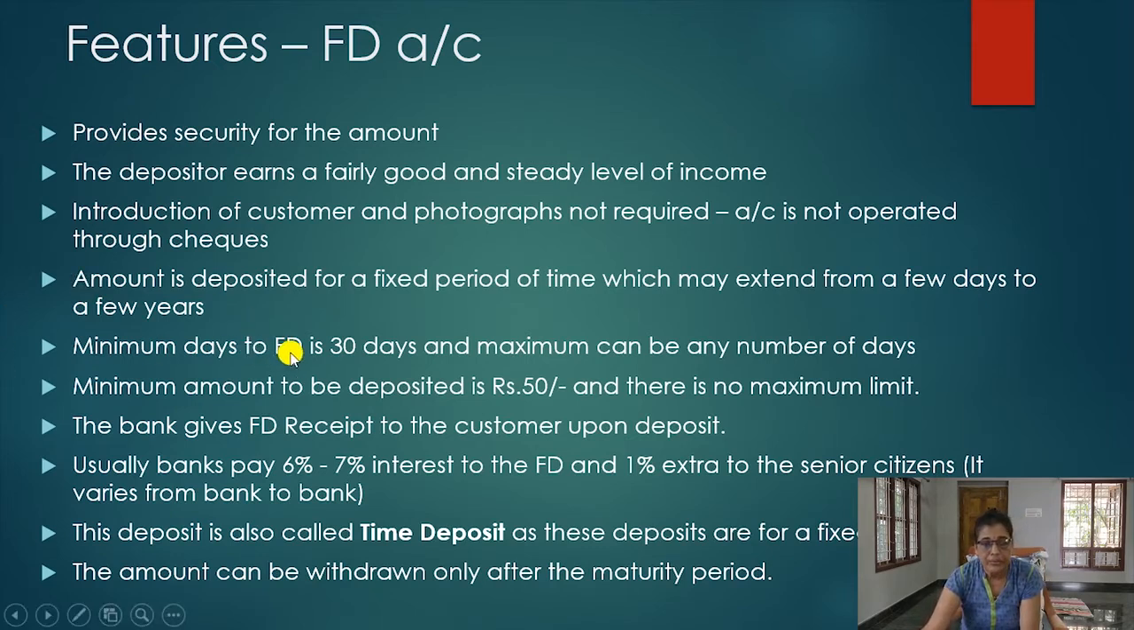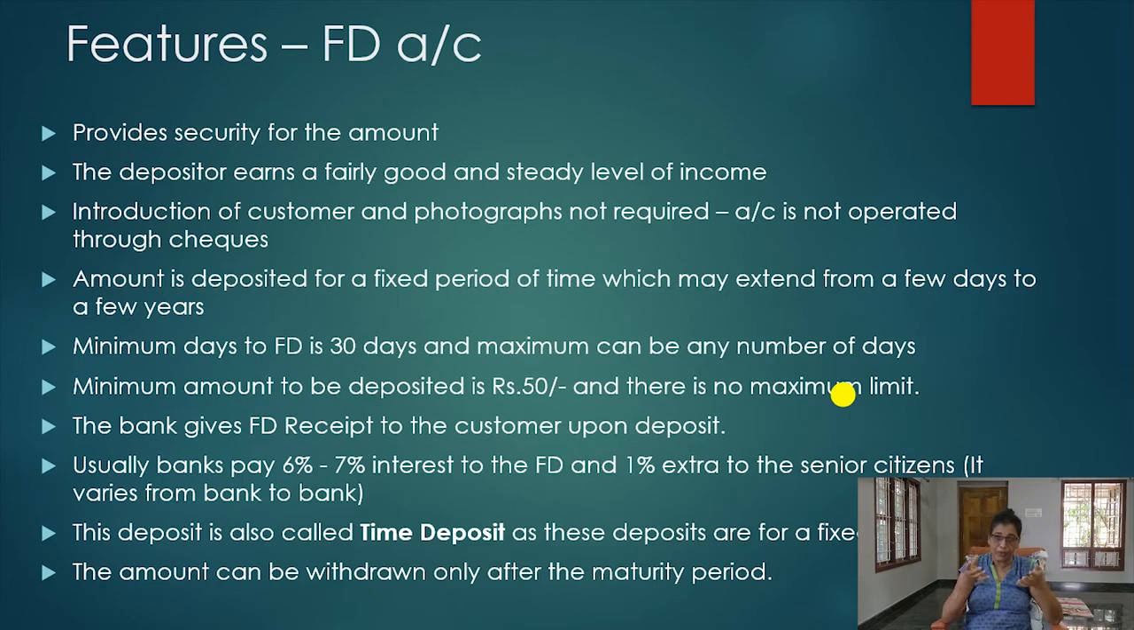Minimum days for a fixed deposit is 30 days and the maximum can be any number, as I said. So you can keep it for 30 days, or you can keep it for 5 years also. Minimum amount to be deposited is 50 and there is no maximum limit. So how much do you have to deposit in the FD? Minimum is 50 and you can put any amount of money.